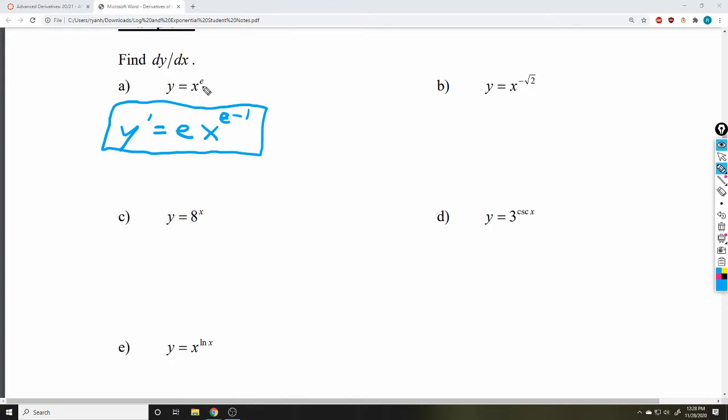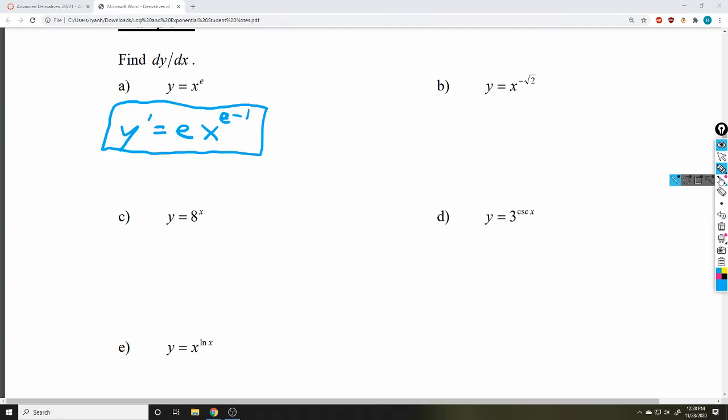So don't confuse the power rule for the exponential rule. Power rule is if the variable is in the base and we have a number in the exponent. Exponential functions have a variable in the exponent and a number in the base. So C is our kind of basic rule for exponentials.